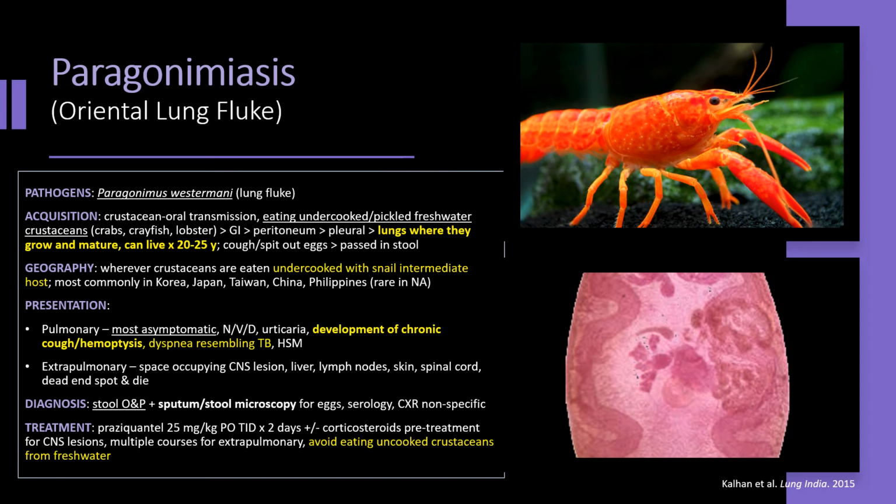Most patients are asymptomatic, but some develop a more chronic Loeffler syndrome type picture with hemoptysis and pulmonary eosinophilia that can kind of look like tuberculosis, as well as perhaps nausea, vomiting, diarrhea, or urticaria related to worm migration. Chronically, migration can lead to space-occupying lesion development in the brain, liver, or spinal cord. As humans are a dead-end host, they migrate and die. Diagnosis is more reliable via stool ova and parasites, but also sputum microscopy, treatment again being with praziquantel.